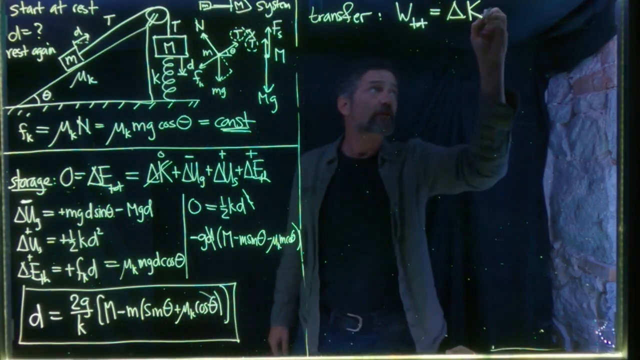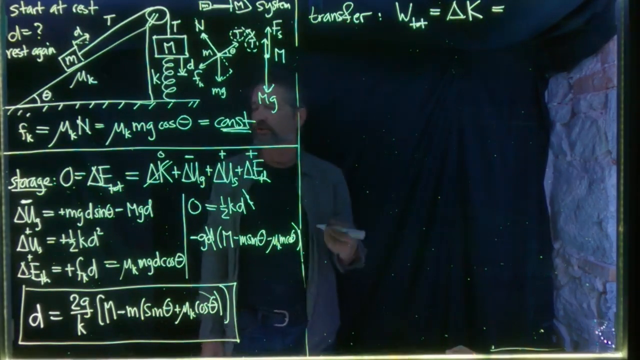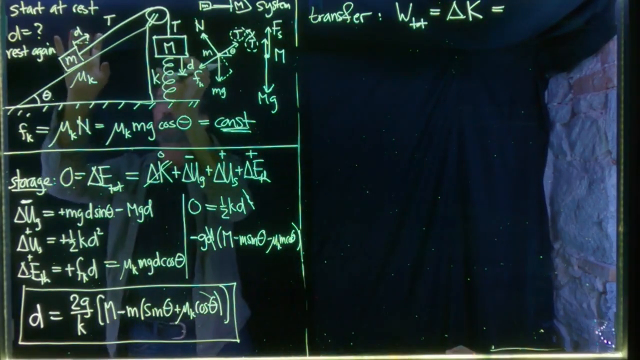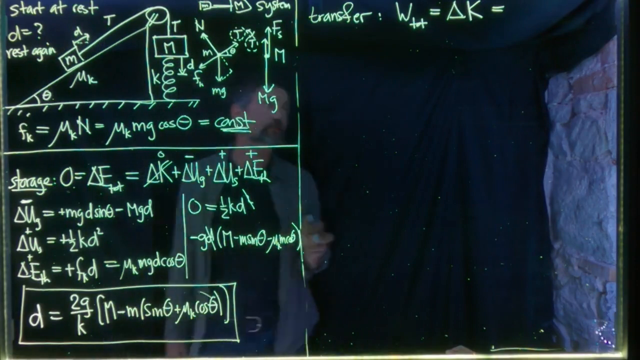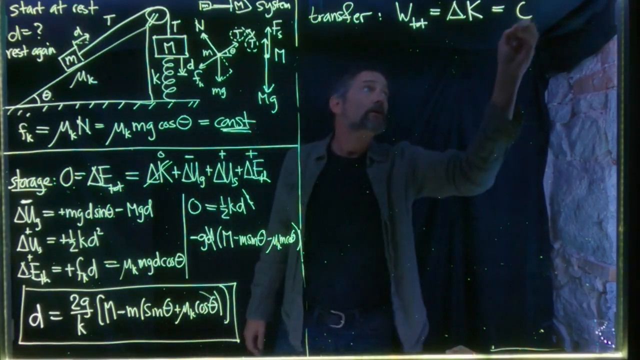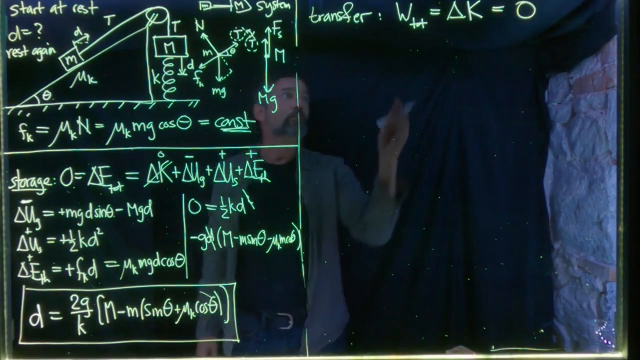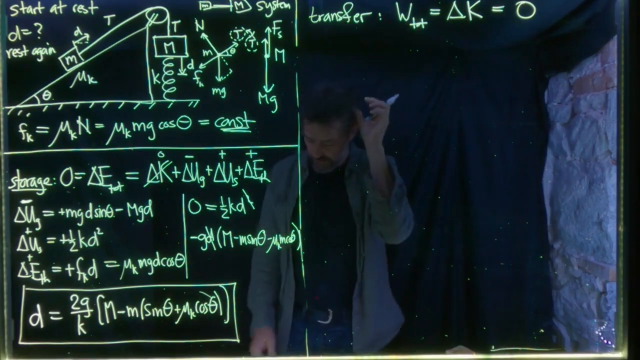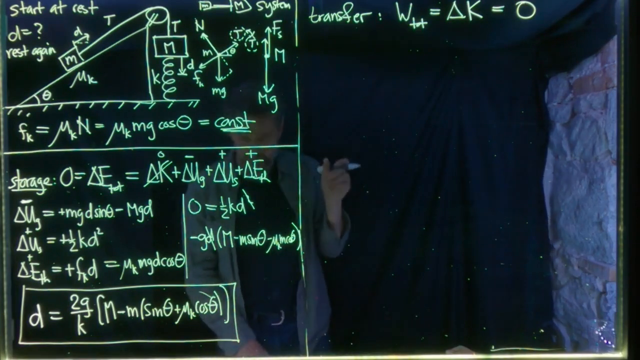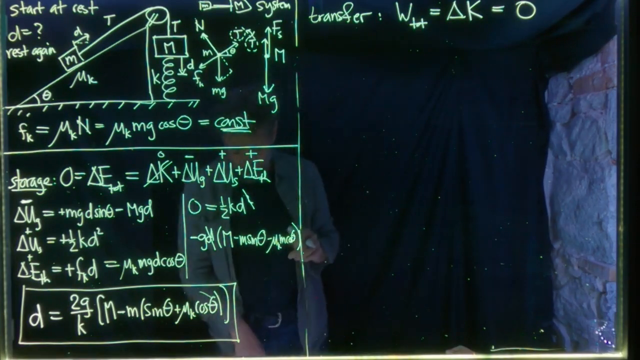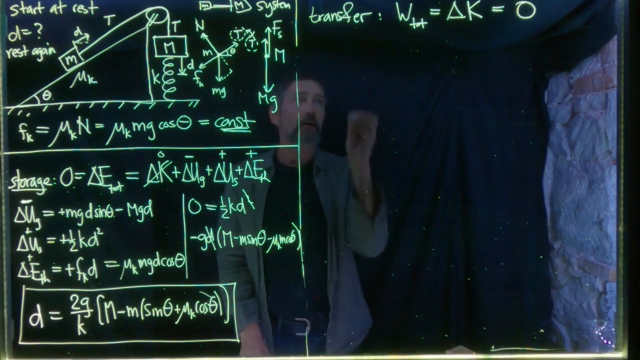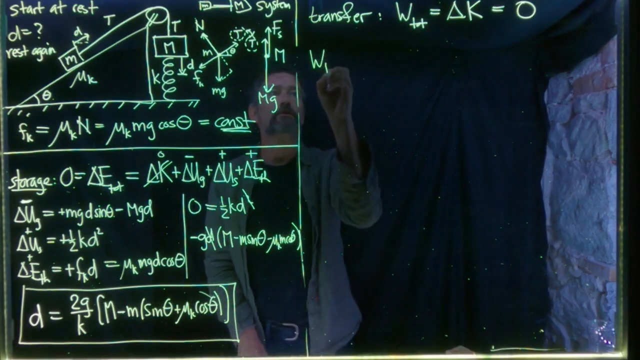But in this particular problem, we know that the change in the kinetic energy is 0. They started at rest, they ended at rest. So 0 minus 0 is 0. So all we really need to do is work out the total work. And that total work is forces on little m and big M through various displacements. So there's a whole bunch of forces here.